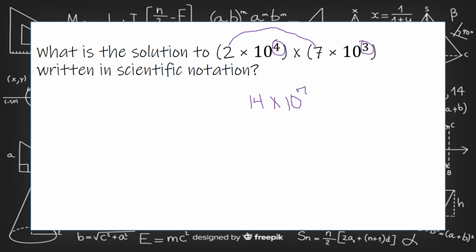But I'm not done yet because 14 is not between 1 and 10. So I've got to move it one spot to the left. It's a large number, making it smaller. So I'm going to add 1 here. That is 7 plus 1, or 8. So it is 1.4 times 10 to the 8th.